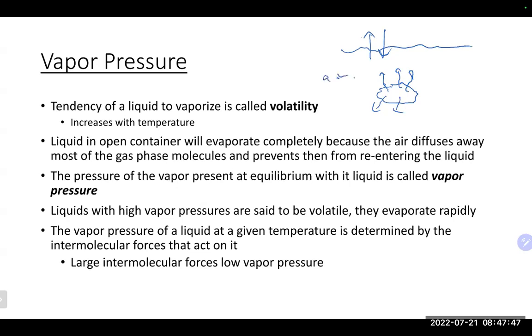Again, air is going to blow some of these guys away, which is not going to allow them to drop back down into the liquid part. And eventually your little drop there will evaporate away.